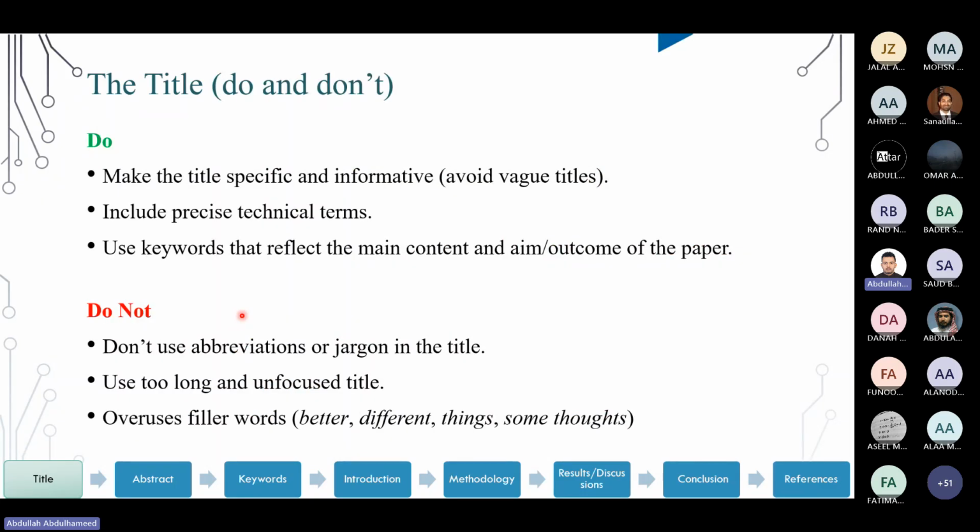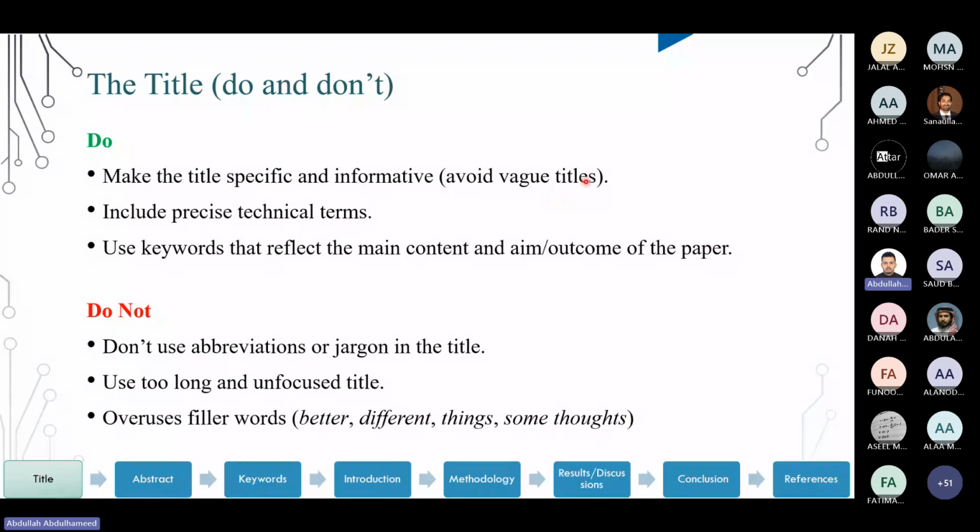Now, in each element of the research paper, I will mention things that you should do and things you should avoid, because this is very important for you to be careful about some things, and for other things you should utilize. For example, number 1 for the title, make the title specific and informative.